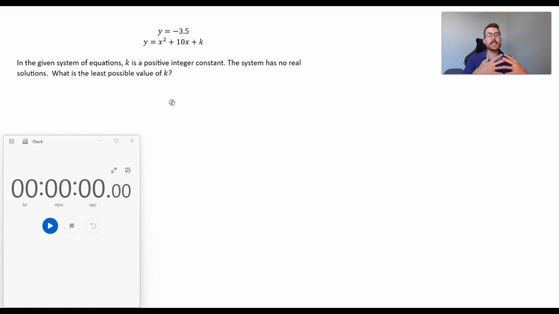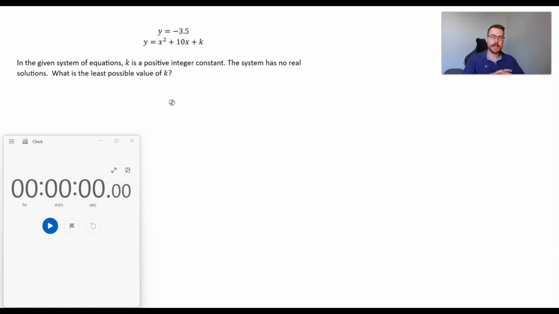But I'm going to show you why it's important and how it can save you a ton of time on this test. So let's look at this first question here. It says, in the given system of equations, k is a positive integer constant. The system has no real solutions. What is the least possible value of k?